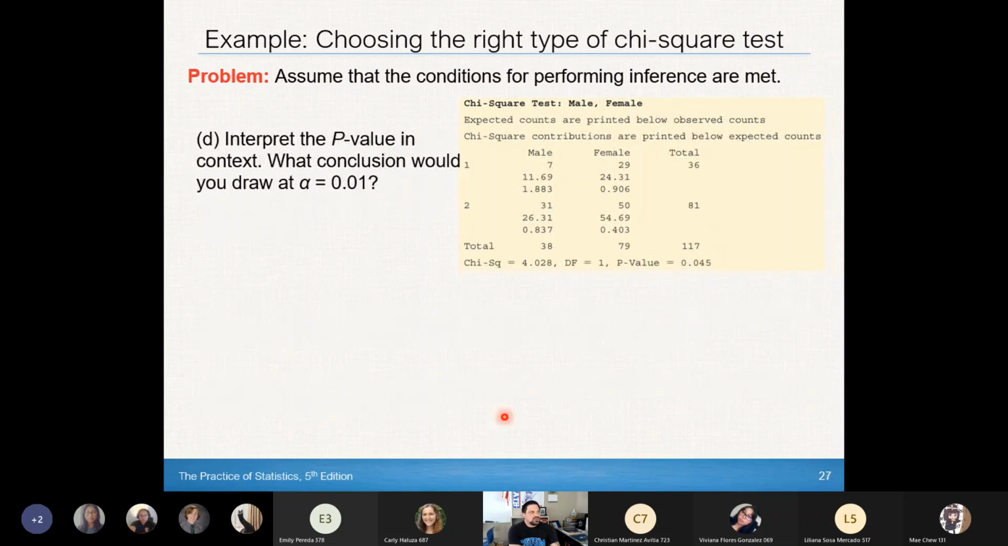So next, we want to interpret the p-value. Remember, our p-value is over here, 0.045. In context, what conclusion would you draw at alpha equaling 0.01? So they've given us the significance level to use. But again, the first part is not making a conclusion, it's interpreting. The second part is writing a conclusion. If you only provide the conclusion, you're not completely answering the question.